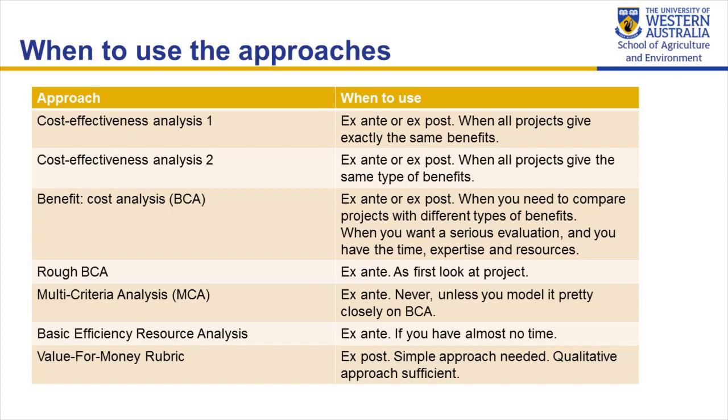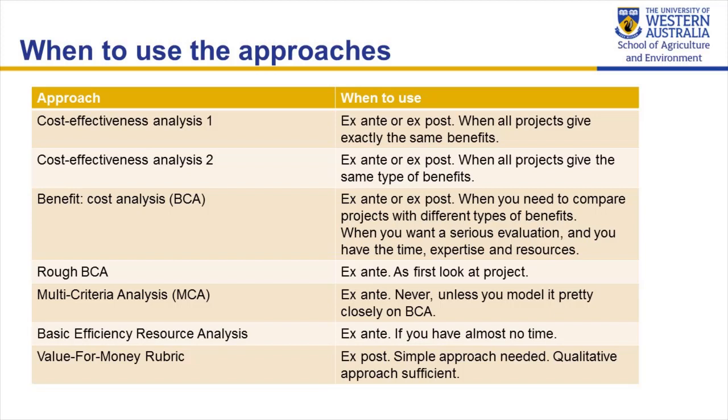All right. So to sum it all up, what's the punchline out of all of those different approaches? When would you use one or the other of those? So I'll quickly zoom through that. Cost effectiveness analysis version 1, that's either ex ante or ex post, and it's when all the projects have exactly the same benefits. Cost effectiveness version 2, still ex ante or ex post, when all the projects give the same type of benefit, but could be different levels. Benefit cost analysis could be ex ante or ex post, when you need to compare projects that generate different types of benefits, or you need to combine different types of benefits within one project.